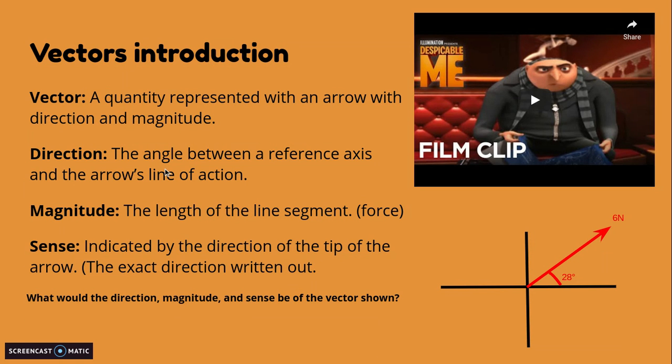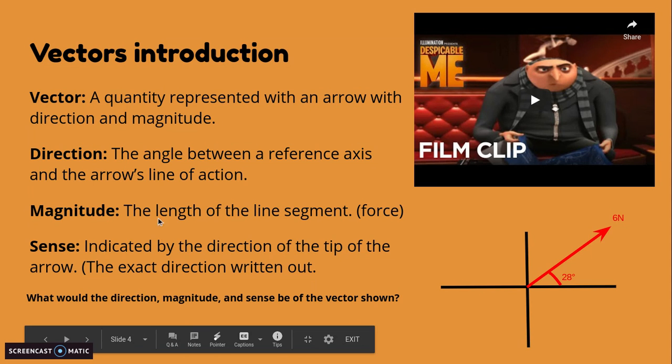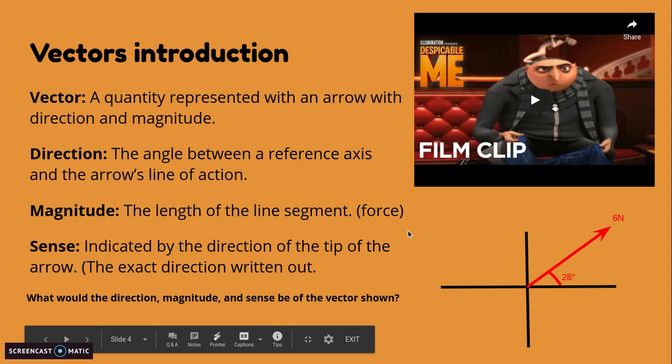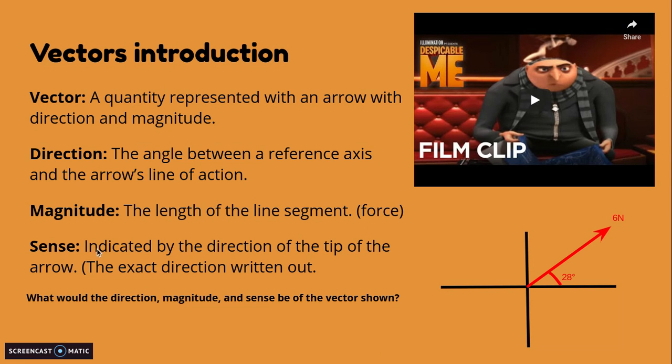Direction, well, you know what that is. That's just basically where it's pointing from the reference axis, which is these black lines. Magnitude, length of the segment. Sometimes the length of the segment can be represented, but it also might just say right there, and that's the force. The sense is basically indicated by the direction of the tip of the arrow. So it's kind of just the exact direction written out.